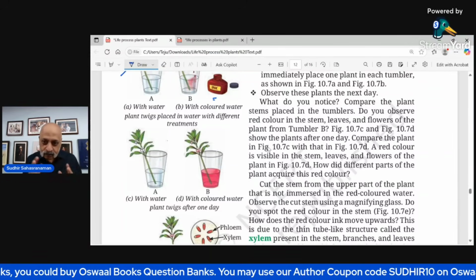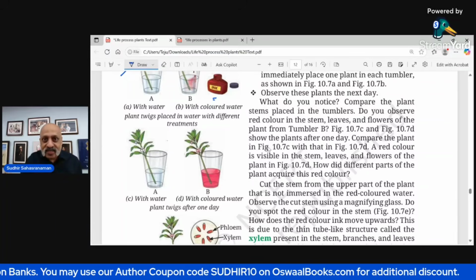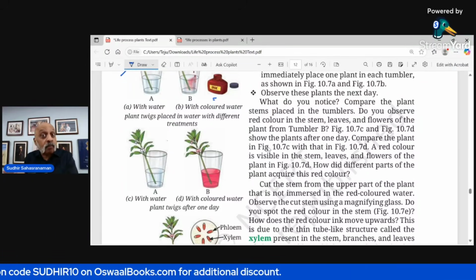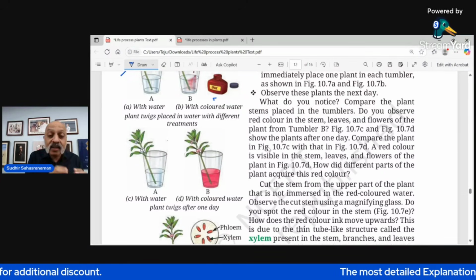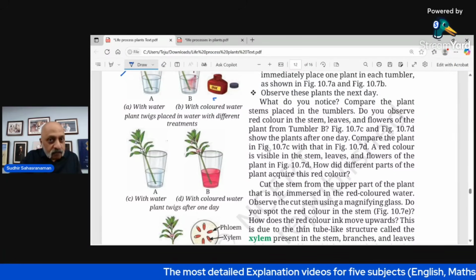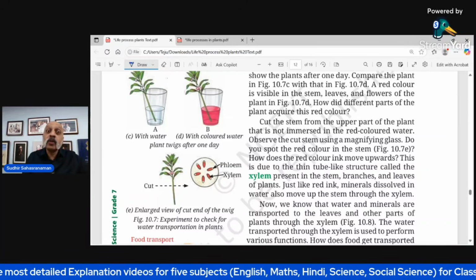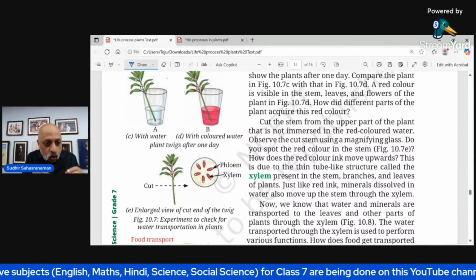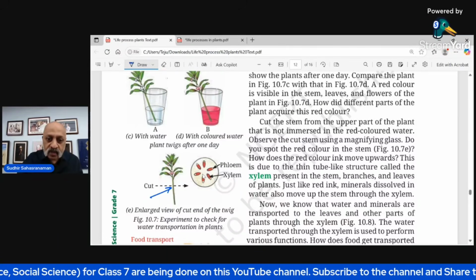Okay. Now, a red color is visible in the stem. So you see the stem of the plant is actually turning red in color in tumbler B. Tumbler A is the same. It remains green. Okay. The flowers have also turned a shade of red in tumbler B, which means the water is getting transported through the stem to the flowers, and the entire stem. So now you cut the stem like this and you observe it.